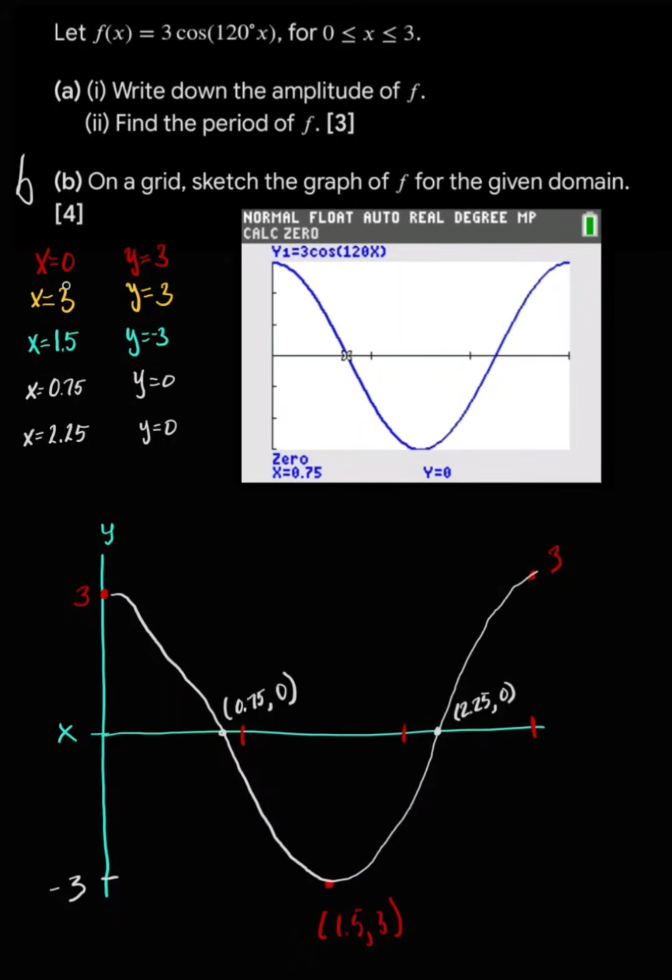So the minimum is going to be exactly in the middle of these two. To find the minimum, I found that the number between 0 and 3 is 1.5. So at 1.5, I found out that the minimum is negative 3. So this is this value here in the bottom.